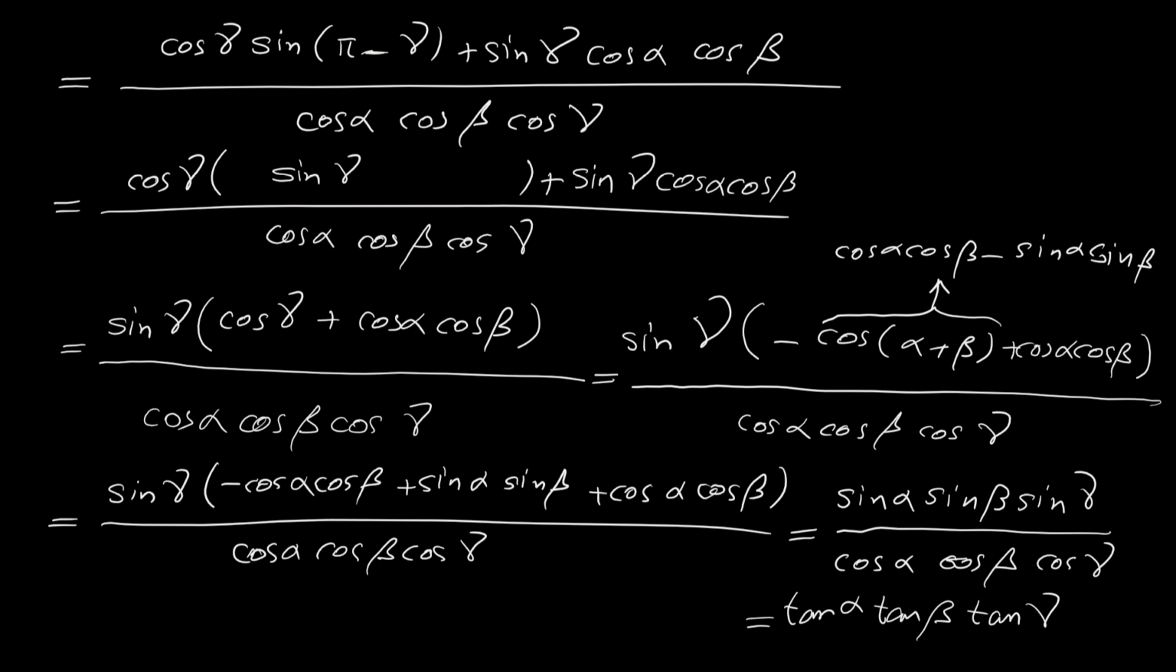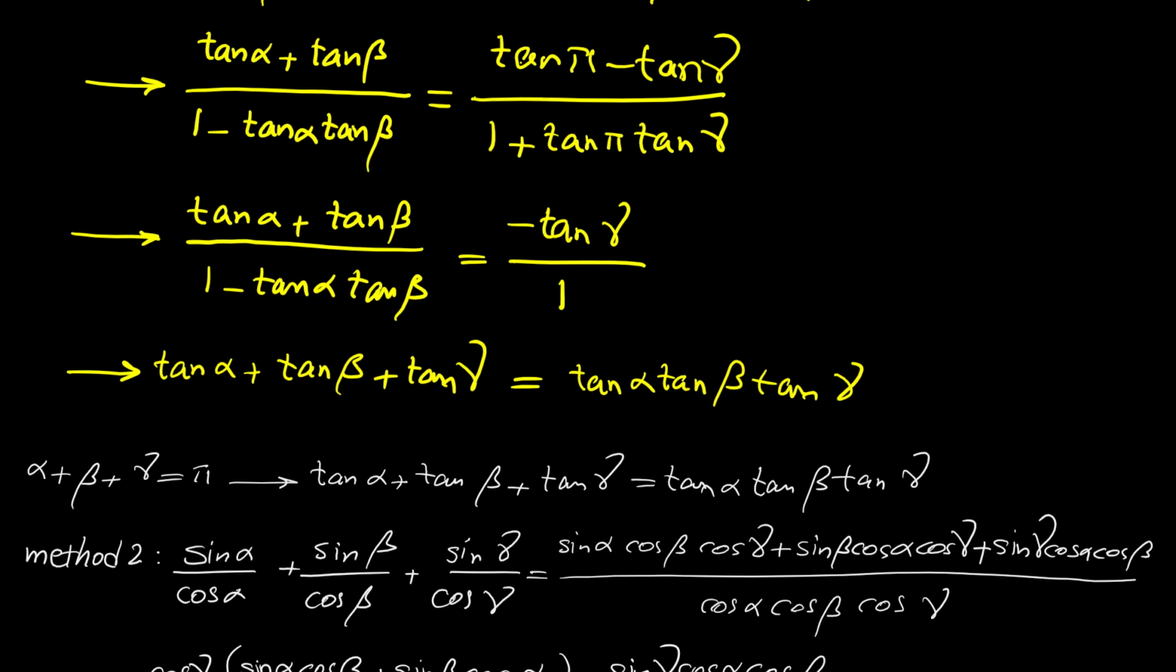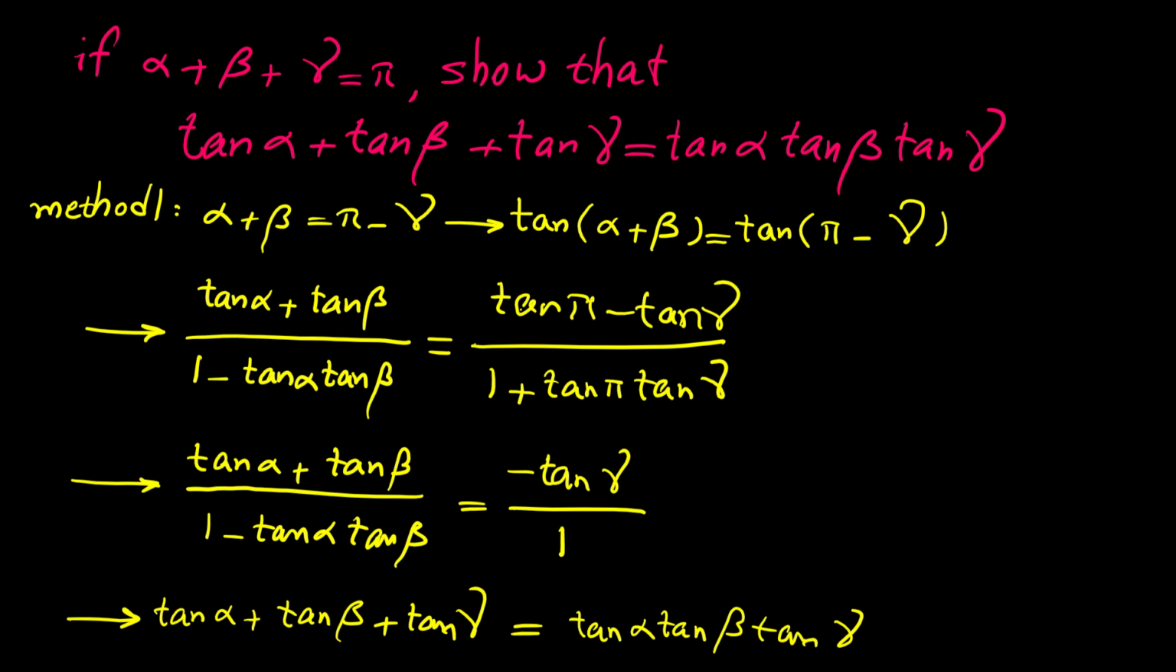So this is the second method for proving this relation here. But of course the first method is more straightforward and easier to understand. But I try to show you two different methods for proving this relation, this identity based on the condition.